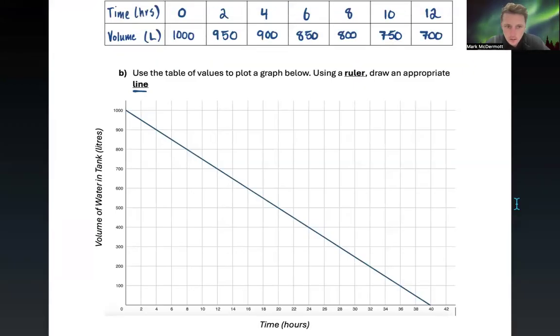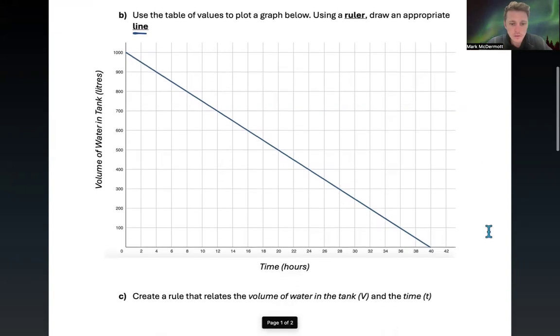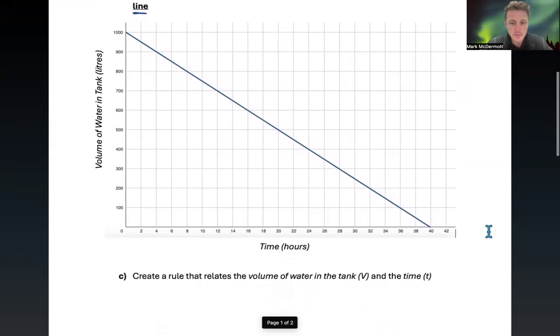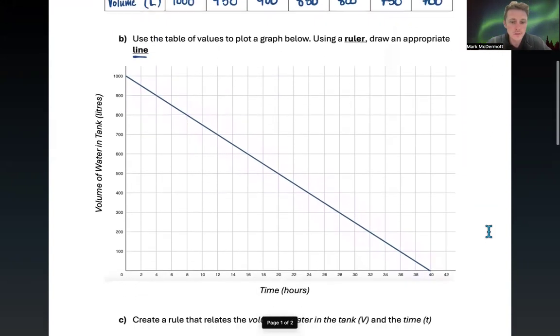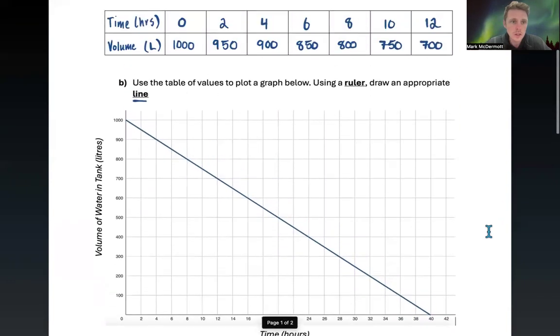All right, so we get a line that looks something like that. And that's drawn very accurately. You'd be doing well if you could get it that accurate. But yeah, that's what it should look like. Okay, create a rule that relates the volume of water in the tank and the time in hours. So V for the volume and T for time.